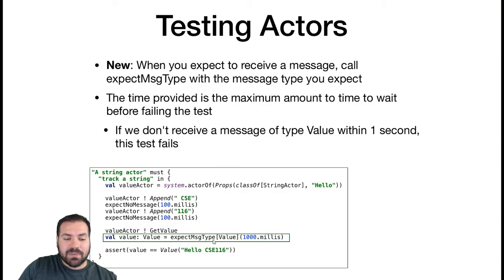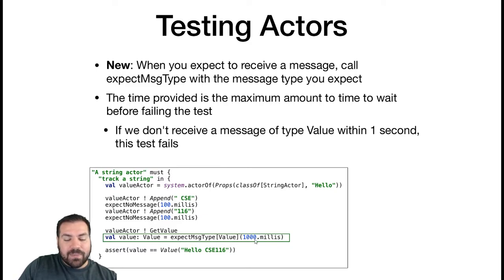So we have this expect message type, takes the type of message that we expect, and a maximum amount of time to wait for a message of that type to be received. So we send get value, and immediately after, the very next thing we need to be doing is expecting that response message. So we're expecting a message of type value, expect message of type value. The naming is pretty good here.